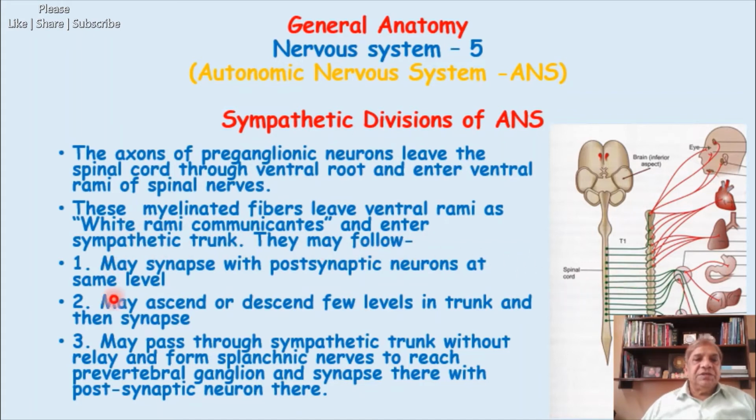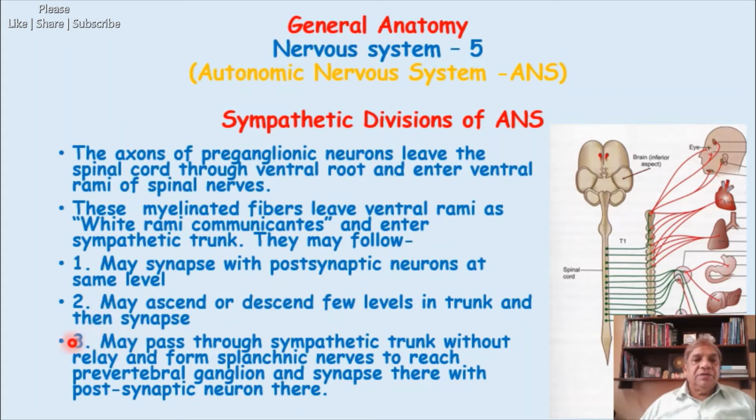Now there may be three conditions which I have already described. When they approach the sympathetic chain, these fibers may synapse with the postsynaptic neuron at the same level. That was the first scenario. The second scenario is that they will ascend or descend to some level. For example, here see the T1 and T2 fibers, they are ascending, and in the lower part, I would say L1, L2 or T12, they will descend down. They will form the synaptic contact in the inferior mesenteric ganglion, from which the postsynaptic fiber will supply the viscera of the pelvic cavity and the lower abdomen. So this was the second scenario, ascending and descending for a few levels.